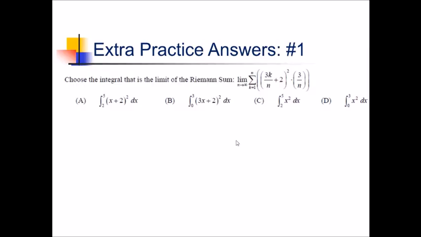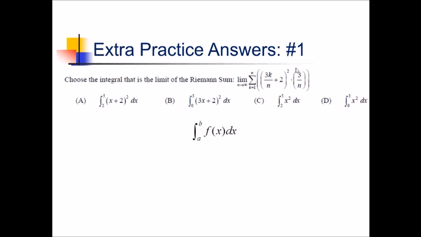For this problem, we're trying to pick the integral down here that's the limit of this Riemann sum. There are a lot of things to consider, but we're eventually trying to put this in the integral from a to b of f of x dx format. So I need to figure out my limits of integration, because we've got some different options here, and also what function we're dealing with. The key on this one: this 3 over n is your differential.